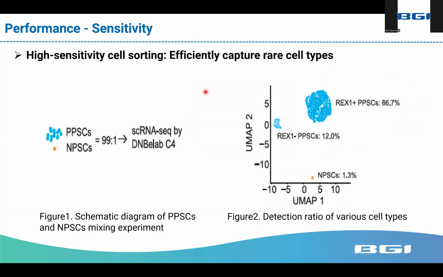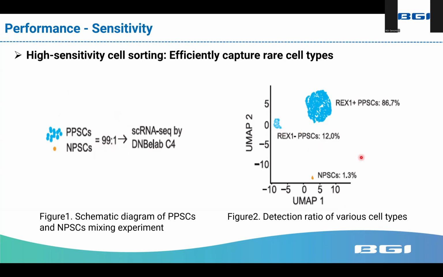That's about the workflow of the product. When we have a single cell platform, we need to check the function of the platform. So first, I will introduce the sensitivity experiment of our platform. We performed the sorting using two types of cell lines with a known ratio, as you can see here, PPSC and NPSC. The percentage is 99 versus 1%.